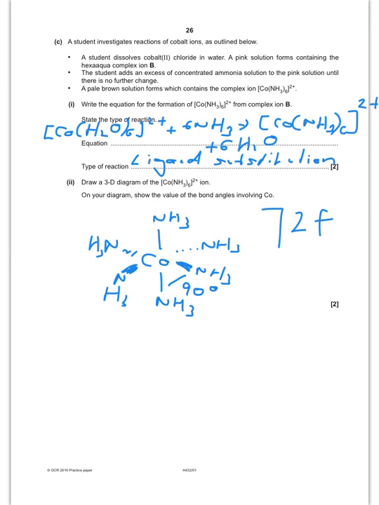The oxidation state of cobalt obviously hasn't changed, it's still +2. And then a nice 3D diagram as shown, which I've done there. Don't forget, each of your ligand bonds must end on the nitrogen, and your bond angle in an octahedral complex, so they're 90 degrees.